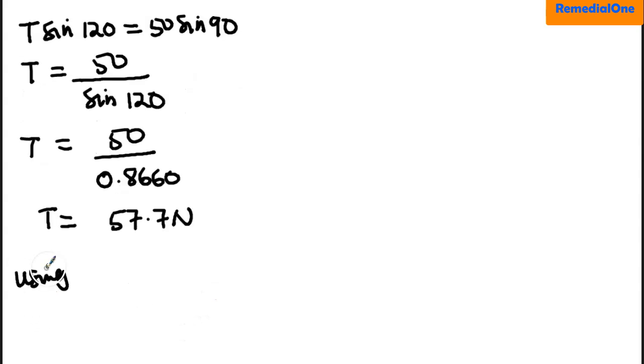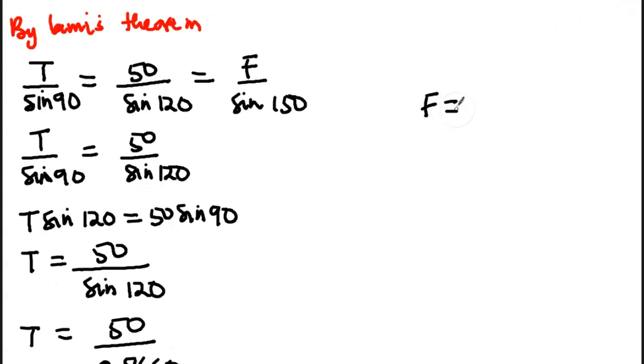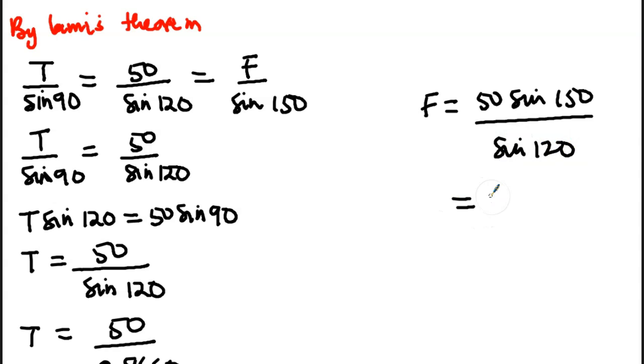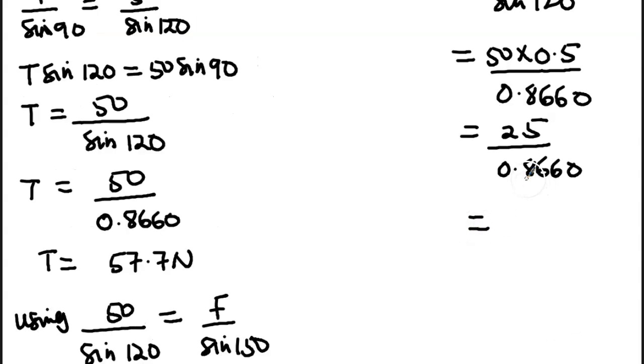So let's find F using 50 over sine 120, which is equal to F over sine 150. Realize that when you cross multiply, F sine 120 will be equal to 50 times sine 150, and this F will be equal to 50 sine 150 over sine 120. Sine 150 is half, so we have 50 times 0.5 over 0.8660. So we have 25 over 0.8660, and this is equal to 28.9, so that is our F.